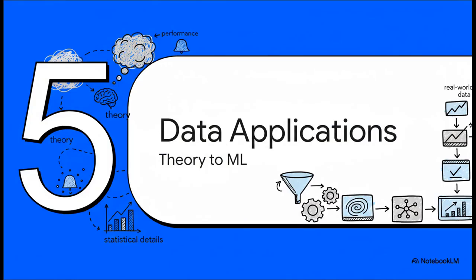Okay, so we've covered the theory, the performance hacks, and the statistical details. Let's now see how all of this comes together in the real world, in actual data science and machine learning pipelines. The first lesson you learn in data science is that real data is never clean. It is always messy, and it almost always has missing values.